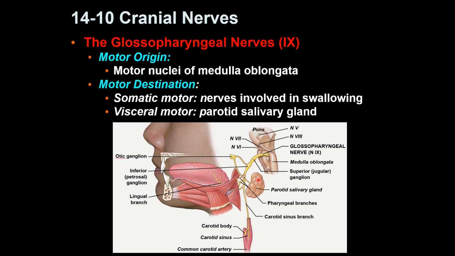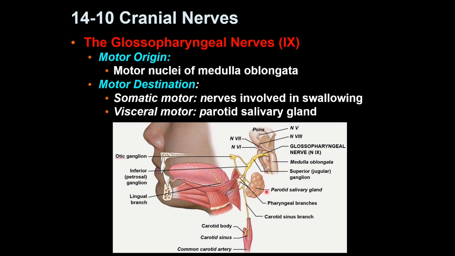So the motor part is small. The major part of the glossopharyngeal nerve is sensory. And by the way, cranial nerves 9, 10, and 11 pass through the jugular foramen. All three of them pass through the jugular foramen.